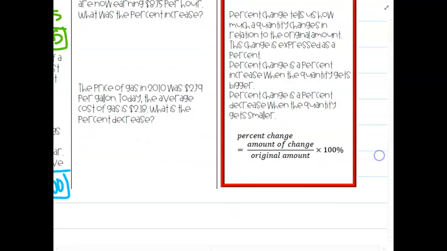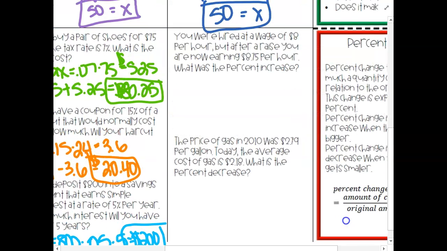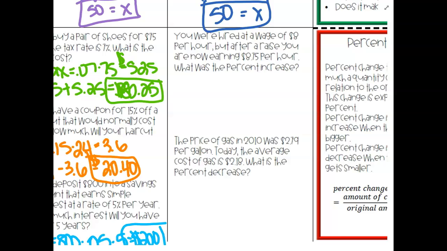So percent change is super easy to find. You're going to find how much it changed and divide it by the original. That's it. How much did it change, divided by the original. So like this one, it says you were hired at a wage of $8 per hour, but after a raise, you're now making $8.75 per hour. What was the percent increase?